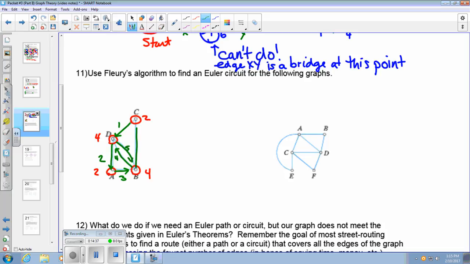Again, if you press pause to try this out on your own, you may have a different circuit. And Fleury's algorithm still applies here. So if you get stuck, it may be that you used a bridge for the untraveled part, and you just need to backtrack and try again. All right, so here's one example of a circuit. I'm going to start at E.